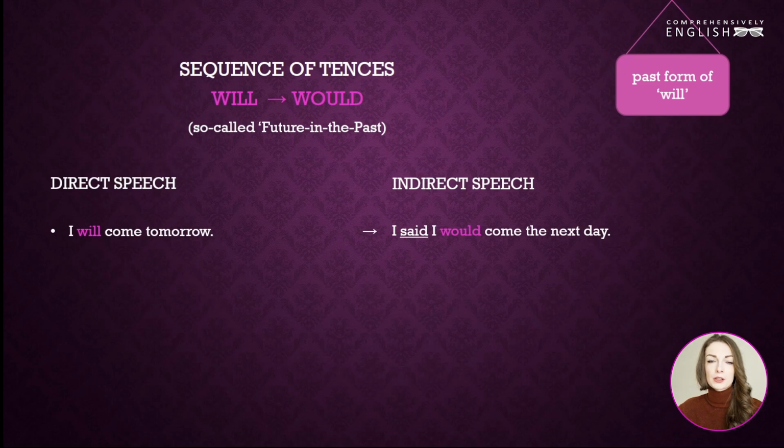We reported somebody else's speech, somebody else's words, and as soon as we have said, yeah, the first predicate in the past simple, we need to follow the rules of sequence of tenses. We need to use the so-called future in the past. So we cannot say, I said I will, yeah? I said I would come the next day, or he said he would come the next day.